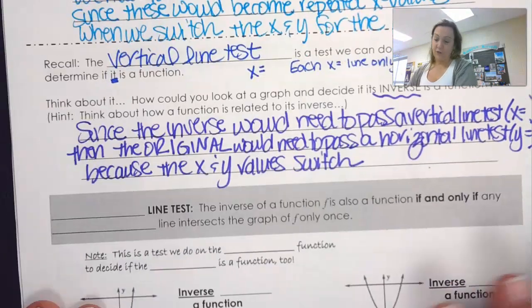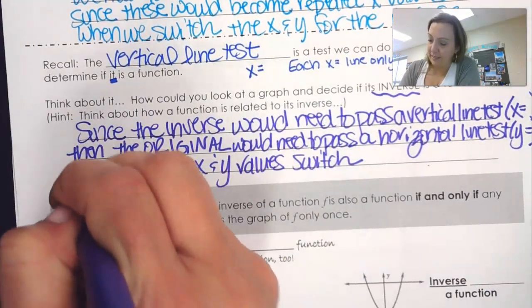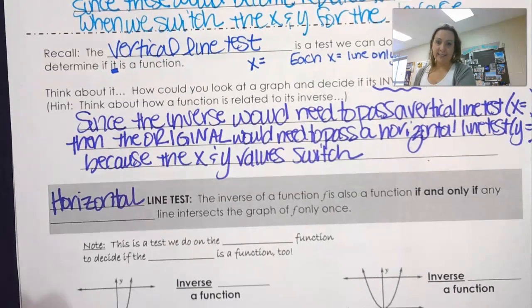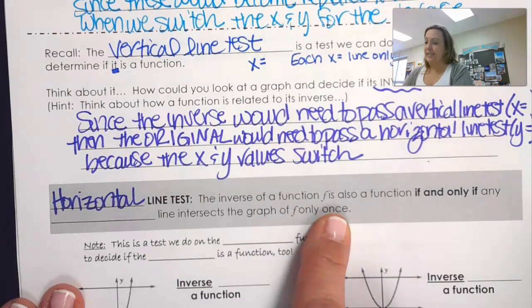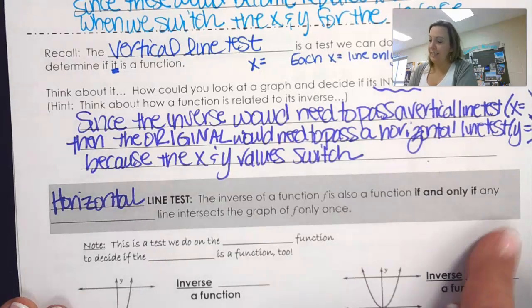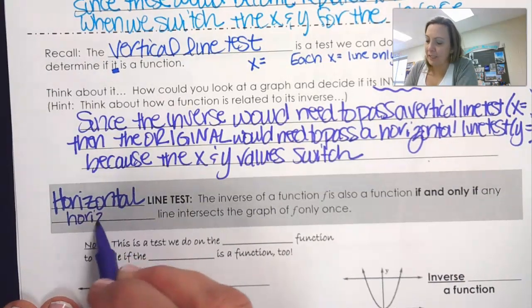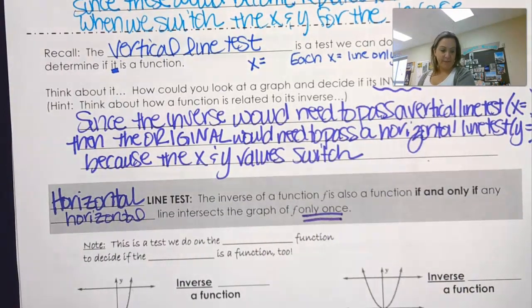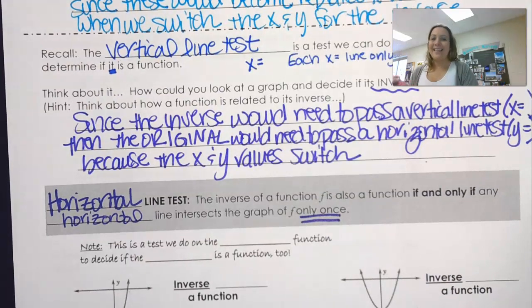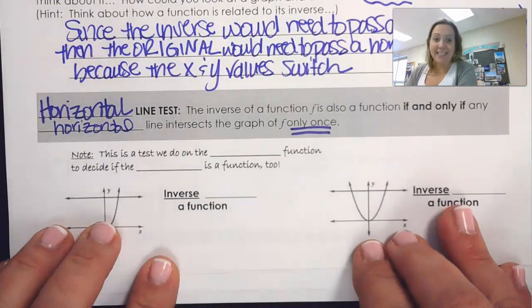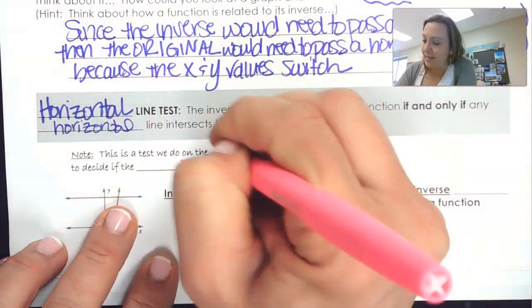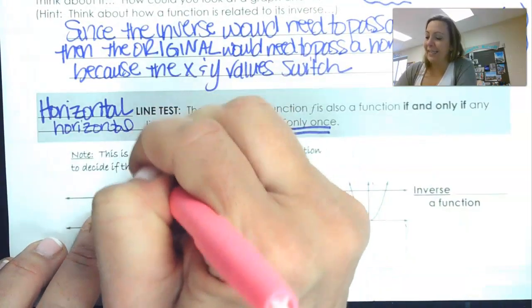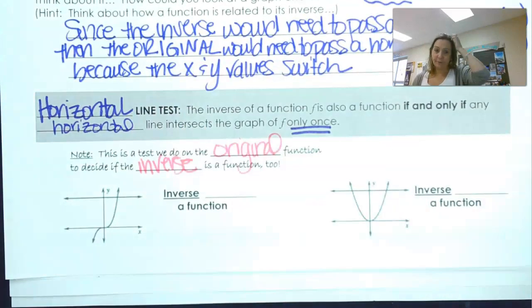So that brings us to this next thing, which is the horizontal line test. The horizontal line test says that the inverse of a function f is also a function if and only if any horizontal line intersects the graph of f only once, okay? So one note about this horizontal line test is that it is a test we do on the original function to decide if the inverse is a function too.